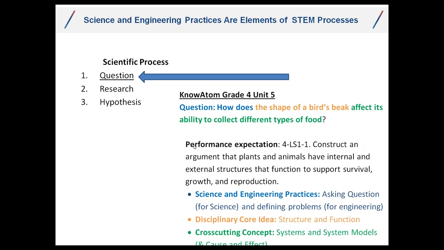That's the question. Now, that directly relates to the performance expectation 4-LS1-1, constructing an argument that plants and animals have internal and external structures that function to support survival, growth, and reproduction. The context of this is the different kinds of birds that live in a specific environment, not a general environment. So we can look at a specific ecosystem, look at the birds that live there, compare even different ecosystems and the types of birds that live there, and really dive into how the shape of the bird's beak affects its ability to collect different kinds of food.